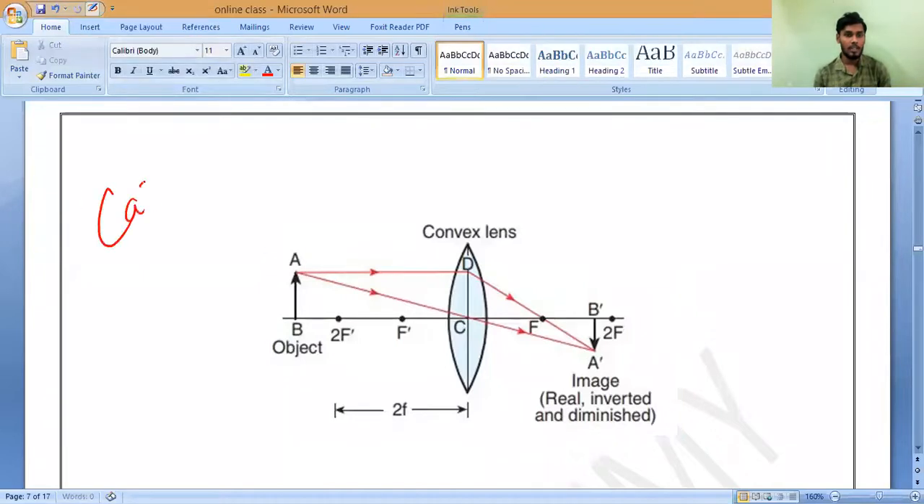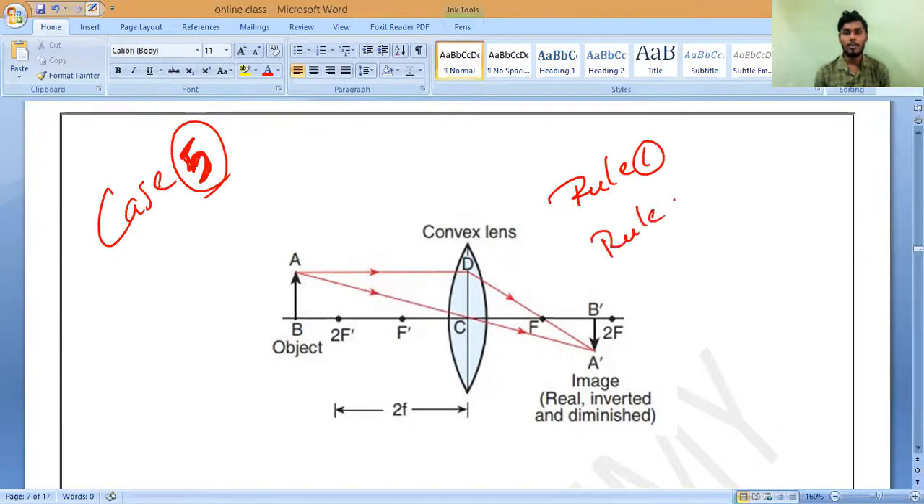Case number 5. What are the characteristics? It is opposite to case number 3. Is it yes or no? Have you verified? It is just opposite to case number 3. Correct? So again, what are the two special rays here? Again, rule number 1 and rule number 3. There is no use of rule number 2. No case requires rule number 2. That is what you should remember. Do it fast.